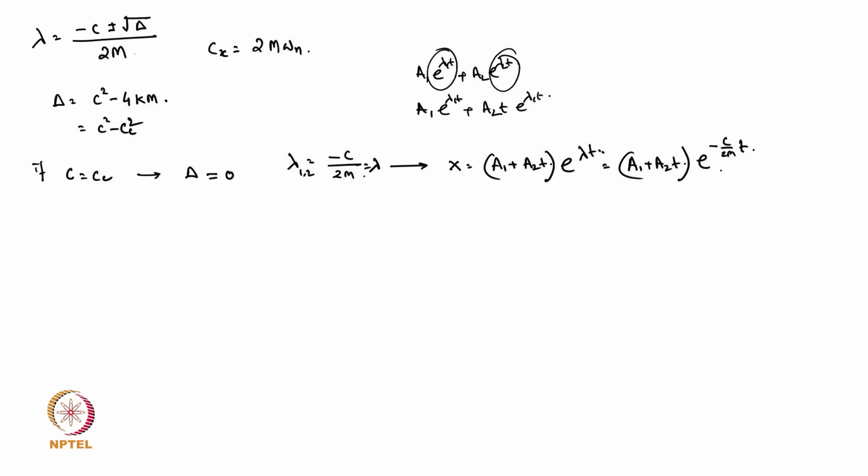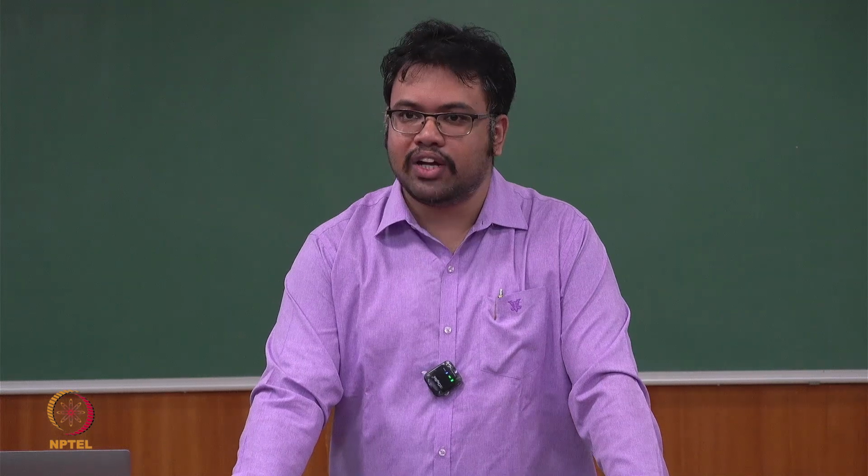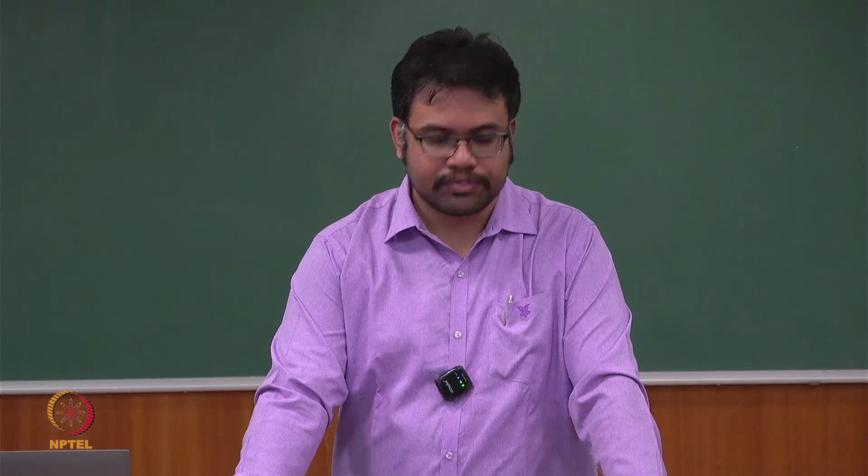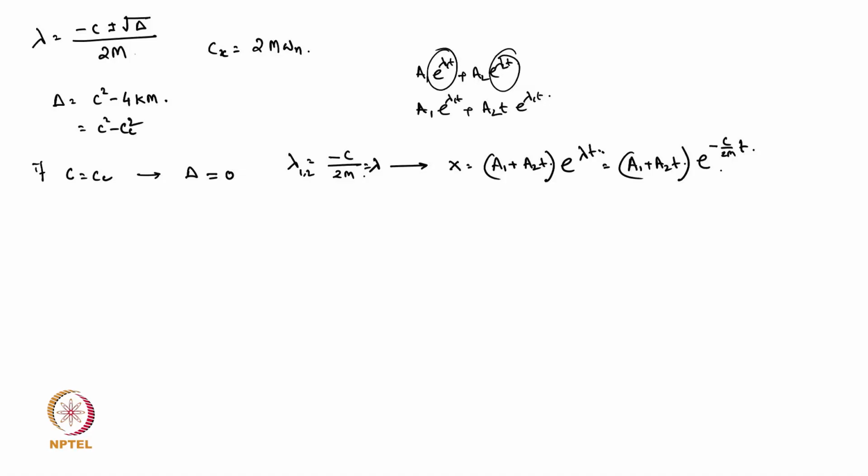Okay, so we have this one. Any doubt up to this stage? Very good. So that is one of the solutions we get. Now if C is greater than Cc, that means delta is greater than 0. Agreed? So lambda 1 and lambda 2 will be minus C plus root delta by 2m and minus C minus root delta divided by 2m. These are the two solutions we can get.